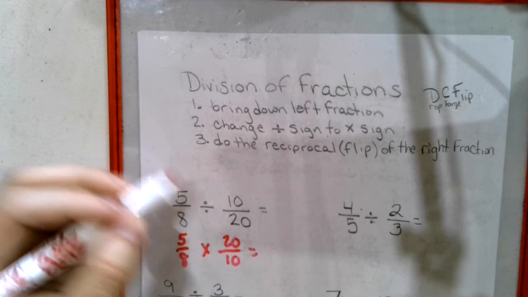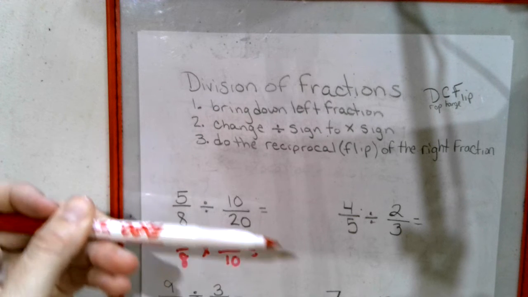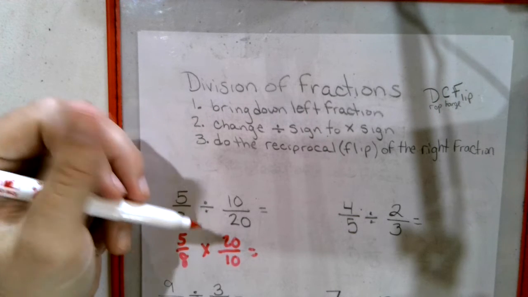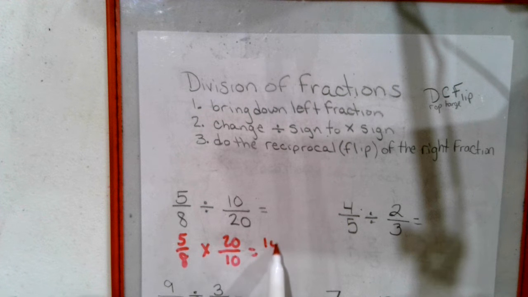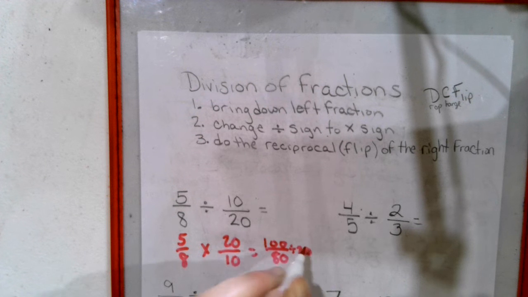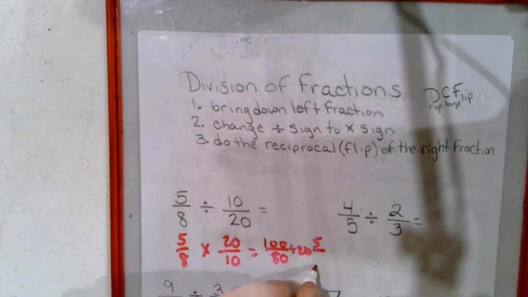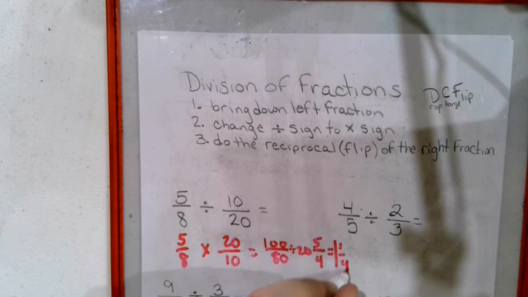And now we're doing the same thing as we would when we multiply. We're going straight across and getting an answer and reducing it, or we can do some diagonal crossouts. Okay, so straight across would be 100 over 80, and then we can divide by 20 and get 5 over 4, and 5/4, 4 goes into 5 one time with 1 left over 4. So our answer is 1 1/4.